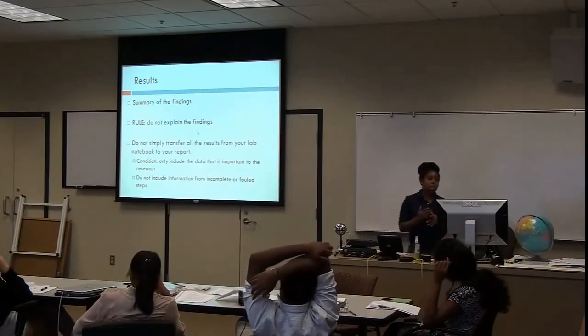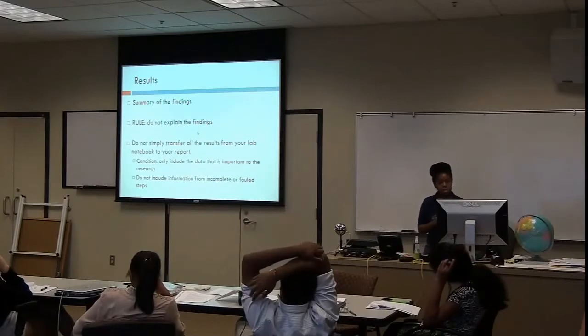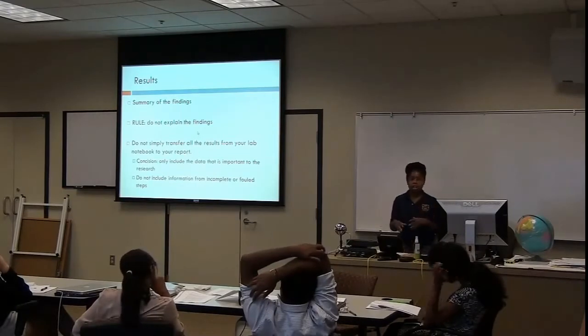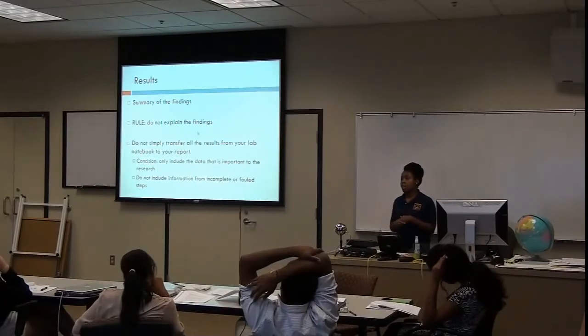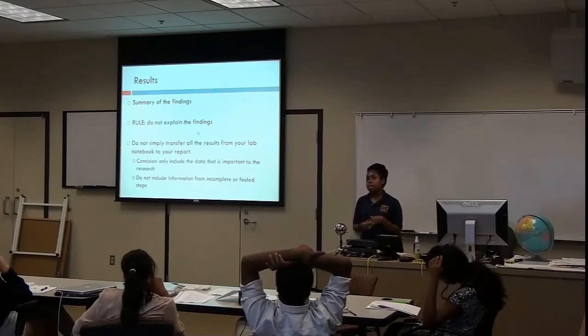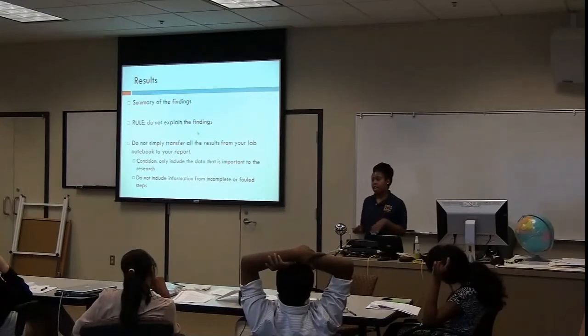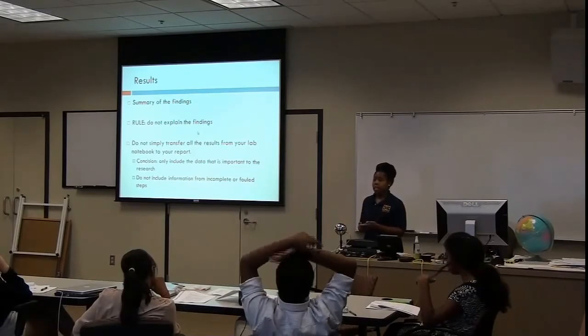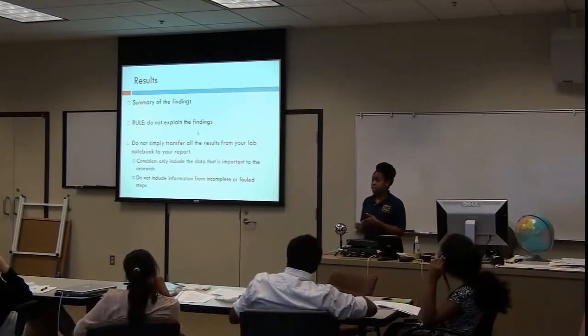Okay, so the results. The results is a summary of your findings, and where people get confused is the results does not explain the findings. It pretty much just tells what the findings were. So if you put yellow and blue together and made green, you would simply state that yellow and blue makes green. You're not going to explain why it makes green or how you feel about the fact that it made green. You're just going to state that it made green. Is that clear?